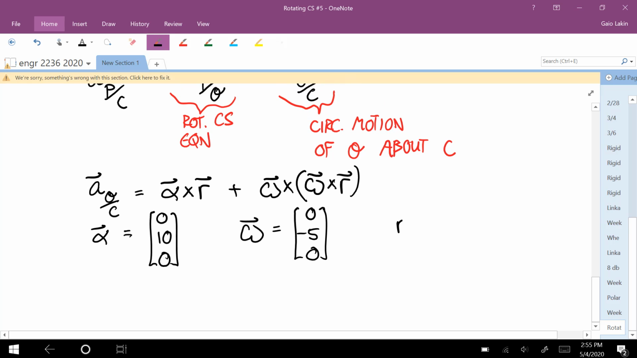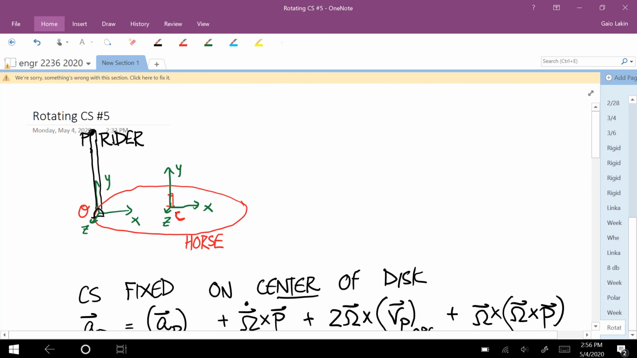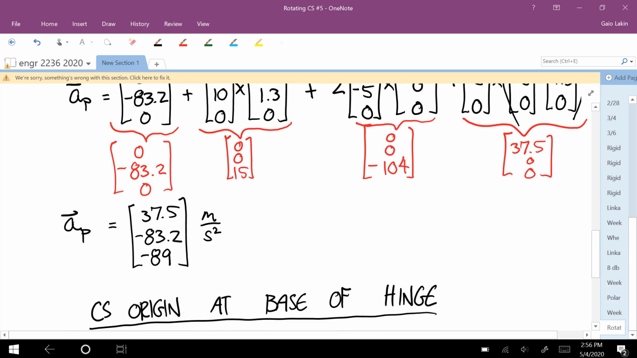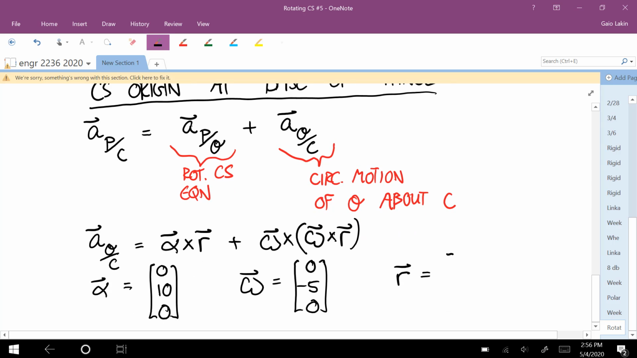And the R vector is from the center of the circular motion. So all we're doing right now is calculating the acceleration of O. So the R that we care about is from the center of the disk to O. So that R vector is negative 1.500. Okay.